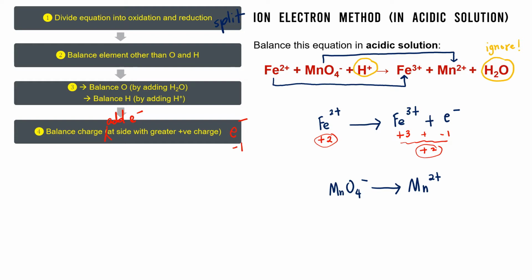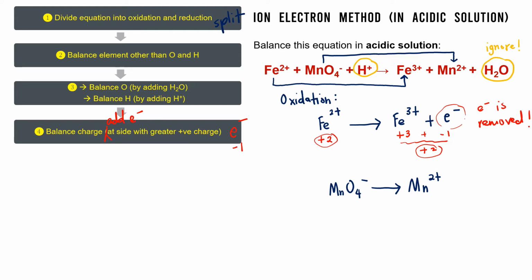Now in these half equations, we do observe electron is located on the right side of the equation. Bermaksud apa? Bermaksud electron is released. Bila elektron berada dekat sini, maksudnya elektron is removed ataupun released. So, bila elektron remove, this reaction adalah merujuk kepada oxidation equation.